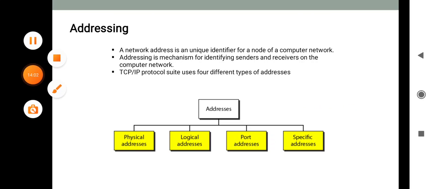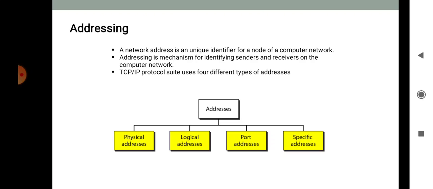Then the next concept is addressing. A network address is a unique identifier for a node of a computer network, and addressing is the mechanism for identifying sender and receiver on the computer network. Addressing is the mechanism which is useful for identifying senders and receivers, that means the nodes of the computer network.